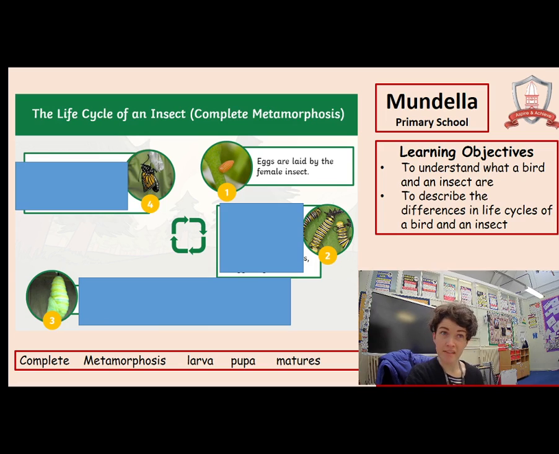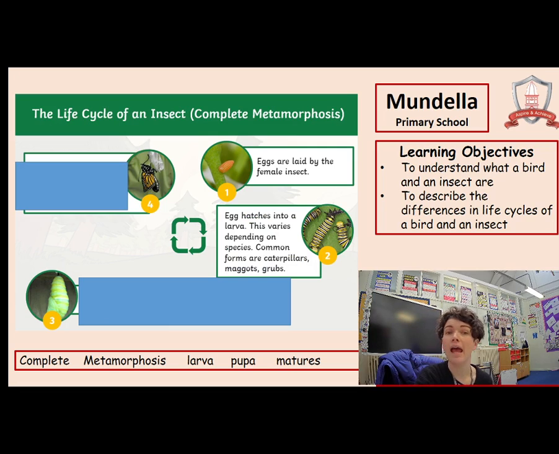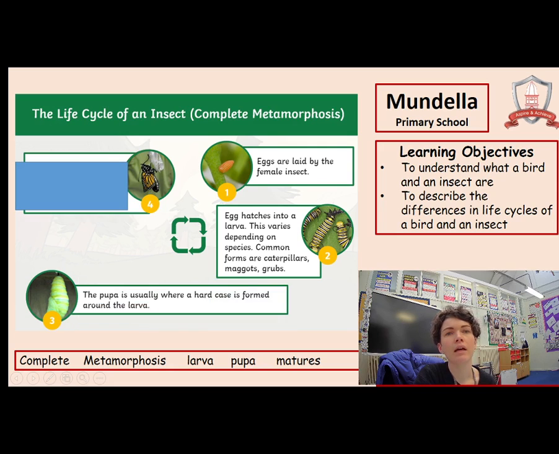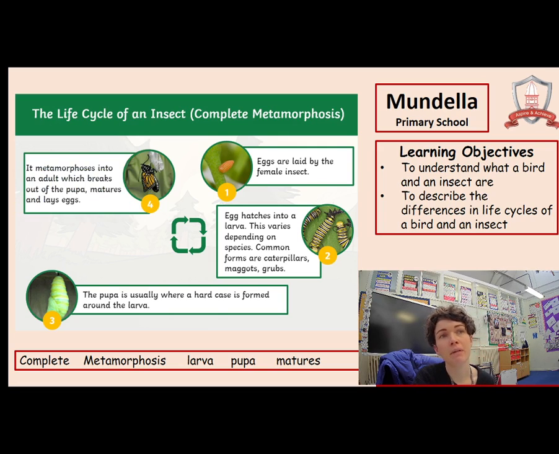In complete metamorphosis, the life cycle would look like this. The eggs are laid by a female insect. The egg hatches into a larva. This varies depending on species. Common forms are caterpillars, maggots, and grubs. The next stage, the pupa, is usually where a hard case is formed around the larva. And finally, it metamorphoses into an adult, which breaks out of the pupa, matures, and lays eggs.